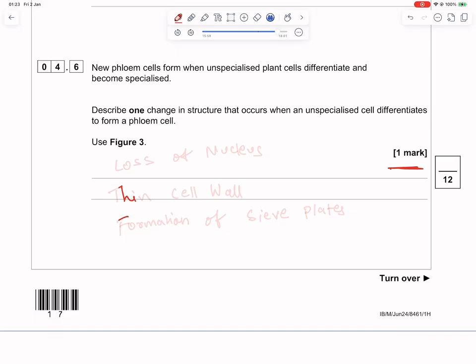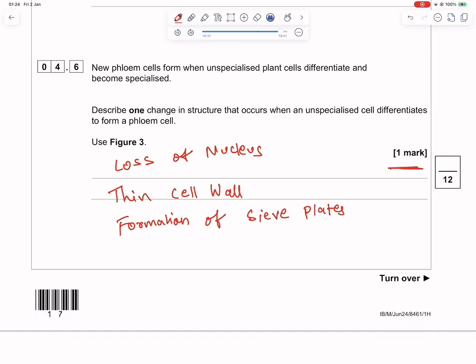So there are quite a few acceptable answers. We have to give specific features which only a phloem cell has. So it's very important. For example, loss of nucleus here. The next one is thin cell wall, which is very specific to phloem. And the next one you can write is formation of sieve plates. These sieve plates act like filters and they are a specific feature of phloem.